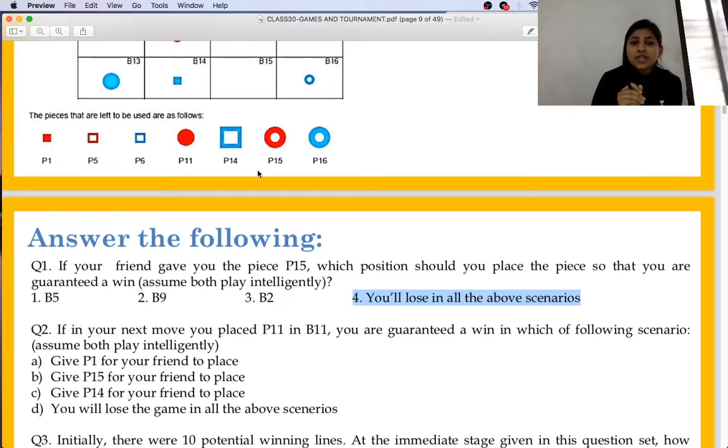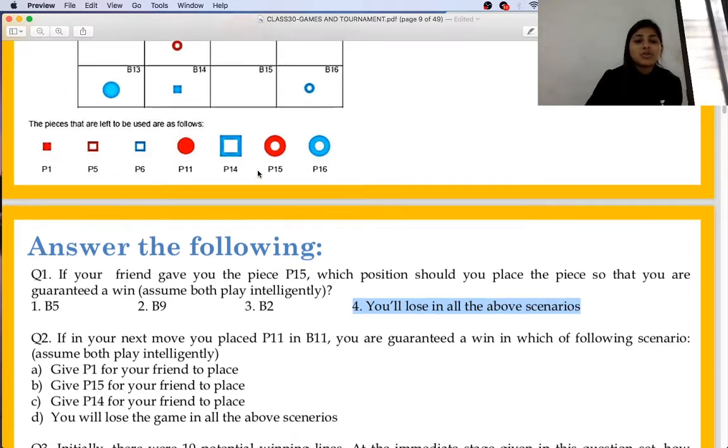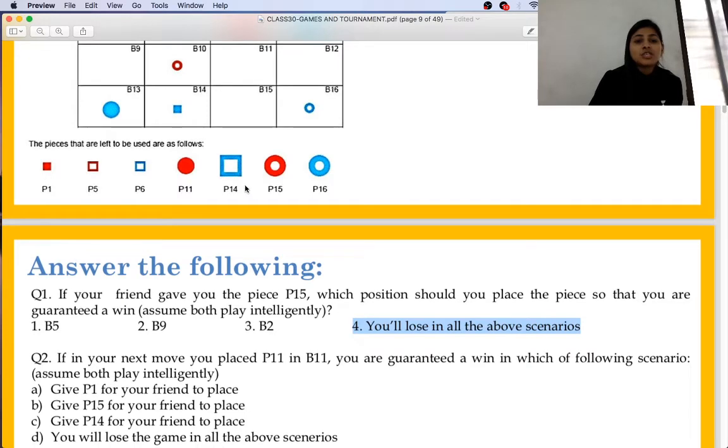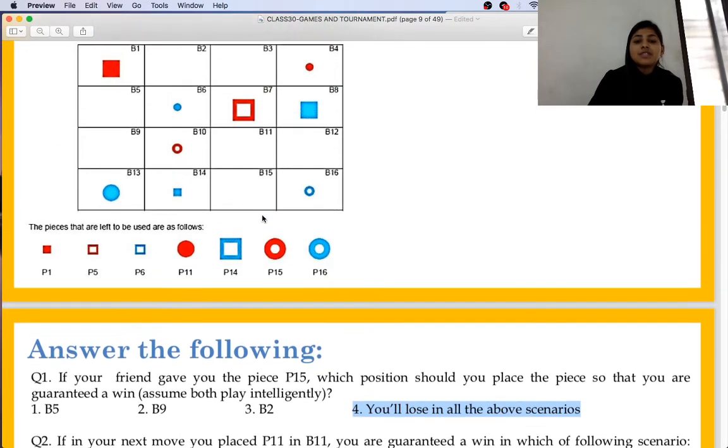Give P1 to your friend, give P15 to your friend, give P14 to your friend, or option D is you will lose in all the scenarios. Give P1, 14 or 15 to your friend. In which scenario can you win?